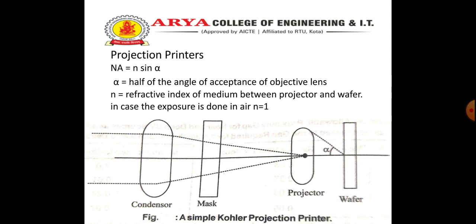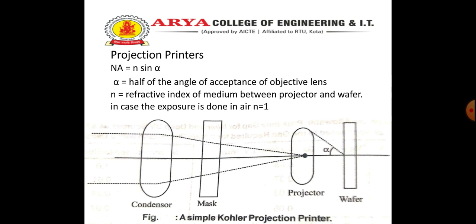Now, again, I am referring to the diagram: projection printers were developed to obtain high resolution of contact printing without the defects. A simple projection printer is being shown in the diagram. The mask is held between condenser and projector. The purpose of projector is to refocus the light onto the wafer. The numerical aperture of the system is NA equals n sine alpha. Alpha is given to you and refractive index n is given to you.